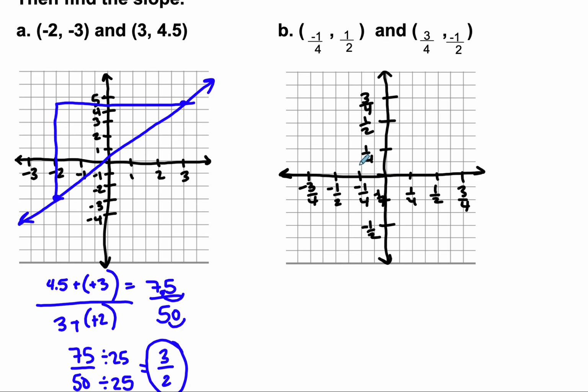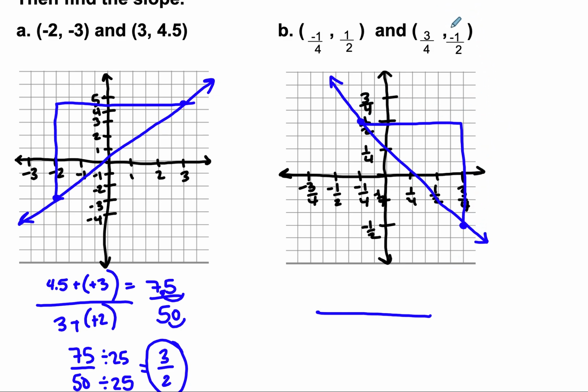All right, so now I'm ready to plot my points. -1/4 over -1/4 up 1/2 is right here. And then 3/4, -1/2, so over 3/4 and then down -1/2. This time I have a negative slope. See how it goes down from left to right? So that means when I write my answer, I'm going to make sure I have a negative with it. My graph isn't going by ones, so I can't just count boxes.